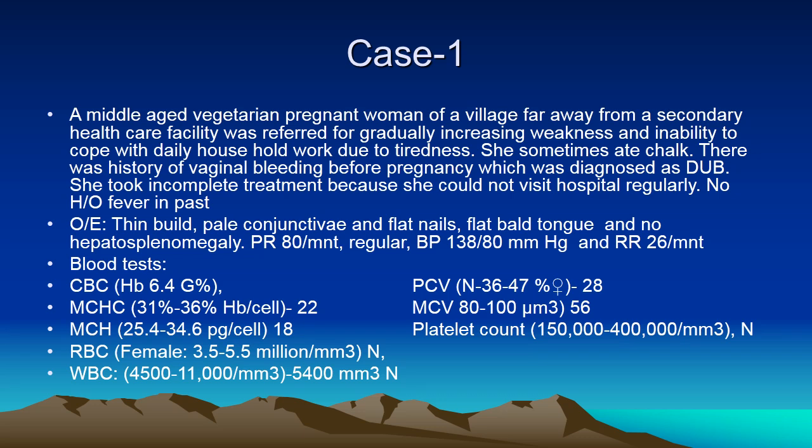She was thin-built, with pale conjunctiva and flat nails, the tongue was flat and bald, and no hepatosplenomegaly was there. The vitals were normal. Blood tests show hemoglobin 6.4 gram%, and the corresponding changes: packed cell volume 28, mean corpuscular volume 56, MCHC and MCH were also a little reduced. RBC count was normal and white cell count was normal.